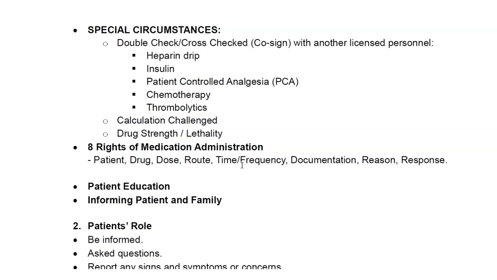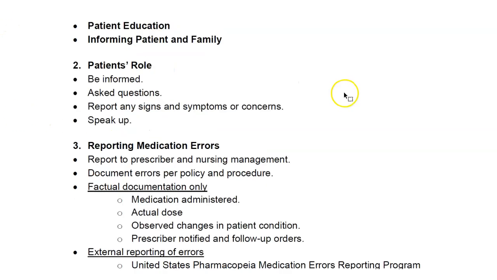And last addition, it used to be 6 rights. Now we added 2 more things, reason and response. Make sure that you are checking that medication is being administered for the right reason and response. So make sure you evaluate your patient and check and make sure that they're having the appropriate or expected response from that medication. Another responsibility of nurses would be patient education.